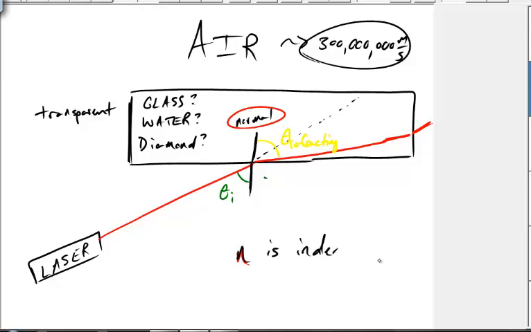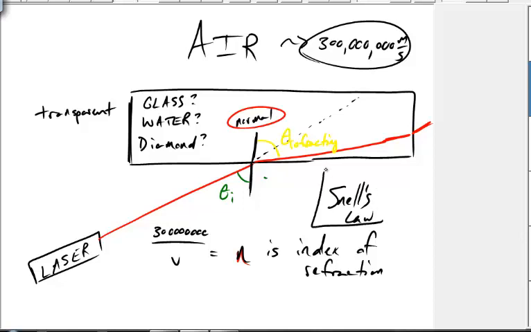And it's just a ratio of the speed of light. So it's a ratio of how fast light is traveling in a vacuum, so that 300 million meters per second, to how fast it's going when it's in this material. So that number is always going to be bigger than 1 because this is as fast as it can go. And this is based off something called Snell's law, which is really not important. It just talks about refraction, how light bends in transparent mediums.